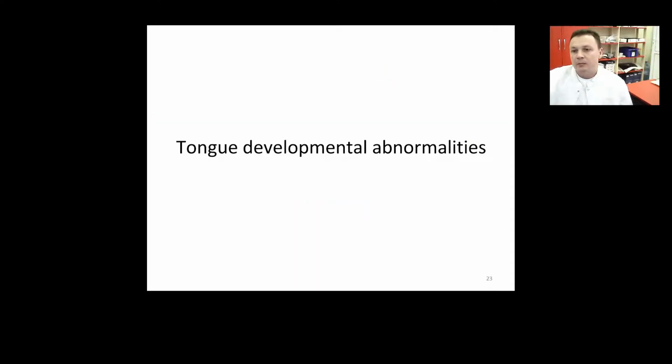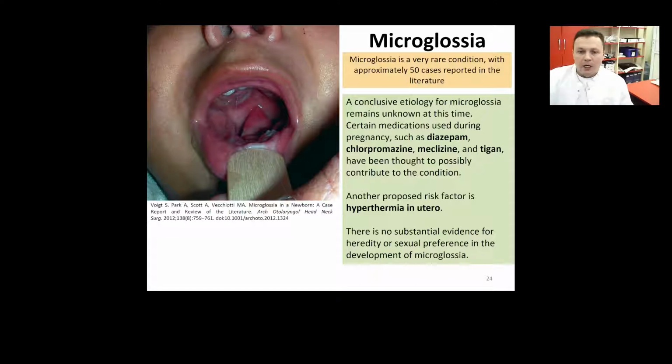Next one is tongue development abnormalities. Microglossia is a very rare condition with approximately 50 cases reported in the literature. Frequently, this disorder is present in association with lip abnormalities and is grouped as hypoglossia-hypodactylia syndrome. A conclusive etiology for microglossia remains unknown at this time. However, several theories have been postulated.